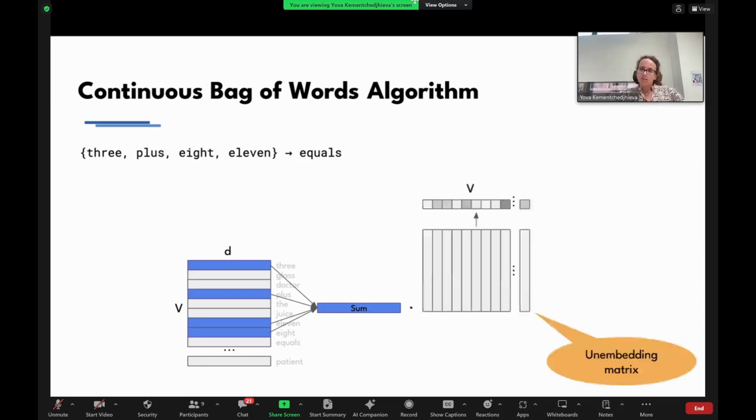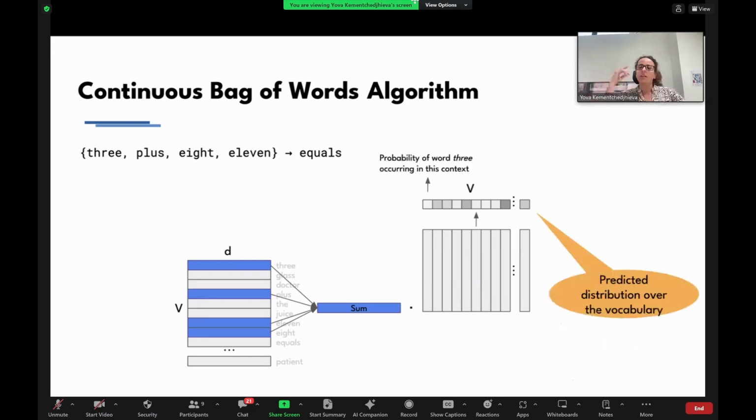And we will then take the dot product of this vector with what is called an unembedding matrix, which has the same dimensionality as the embedding matrix, but it's transposed. And by taking the dot product of these two things, the vector and the matrix, we get finally one vector, which has size V and represents the predicted distribution over the vocabulary.